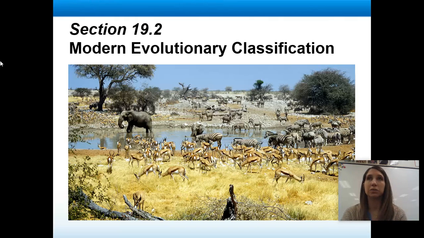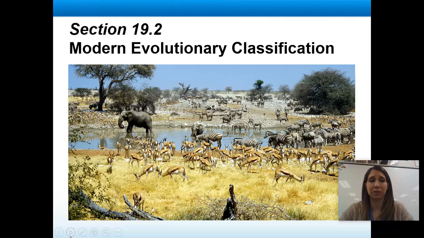In other words, using some of those vestigial structures and homologous structures to help us identify relationships and place organisms into categories based on when they developed in terms of time in the past, right?